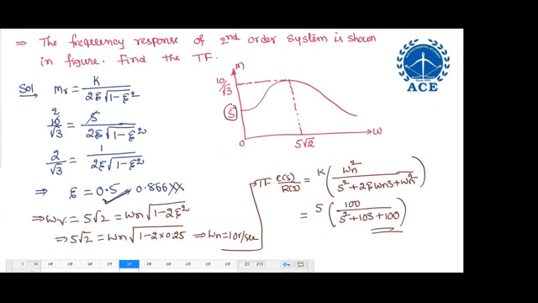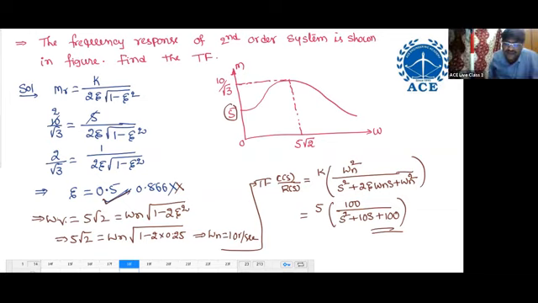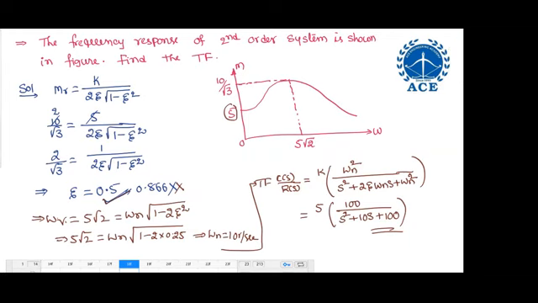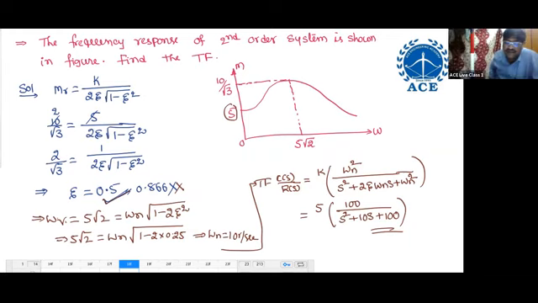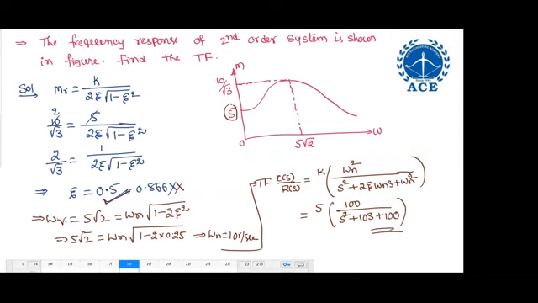Sir, here less than 1 by root 2 means we can take 0.6 also, no, sir? What zeta value did you get? Actually, 0.866, sir. That is invalid, na? Zeta is greater than 0.707, so no resonant peak exists. Yes, sir. We can take 0.6 also, no, sir?